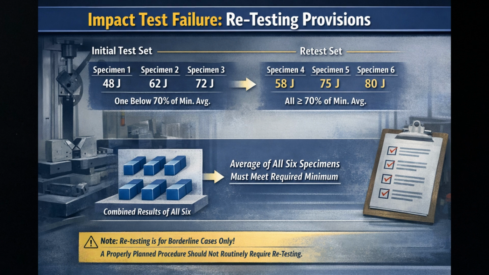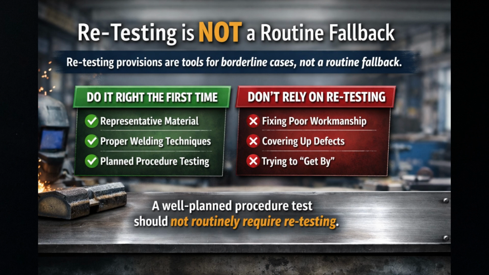It gives you a second chance on impact testing in a controlled way, but the combined average of 6 must still pass, so you cannot use this to paper over a fundamentally poor result. Note: retesting provisions are tools for borderline cases, not a routine fallback. A well-planned procedure test on representative material, properly welded, should not routinely require retesting.